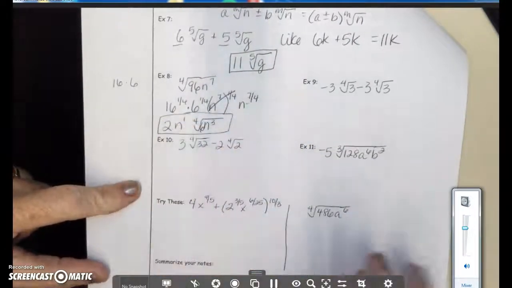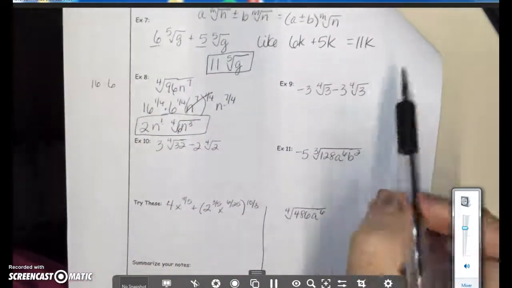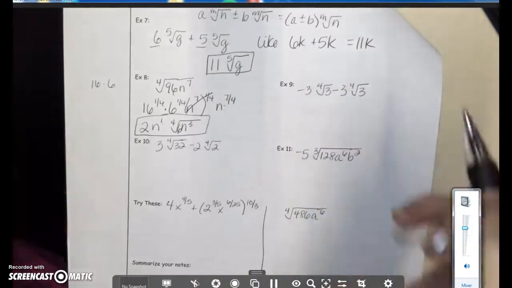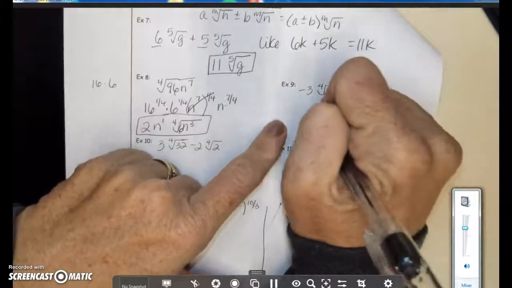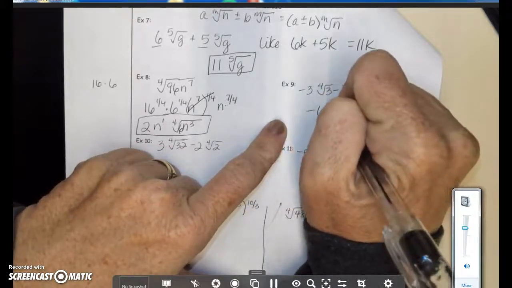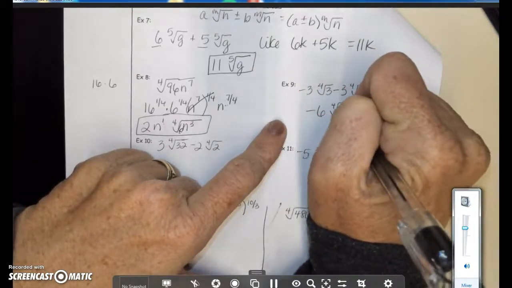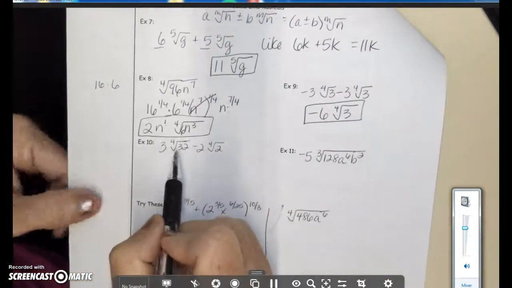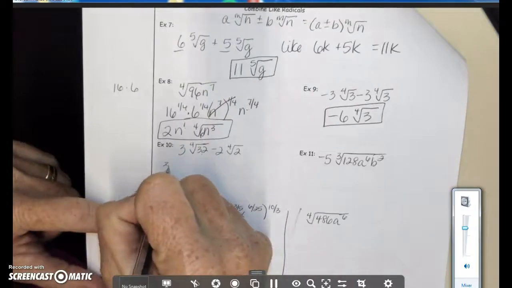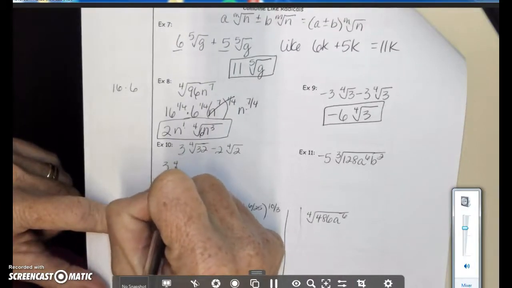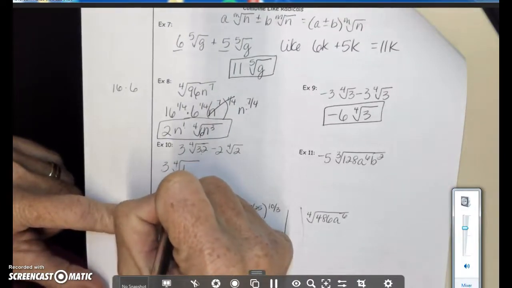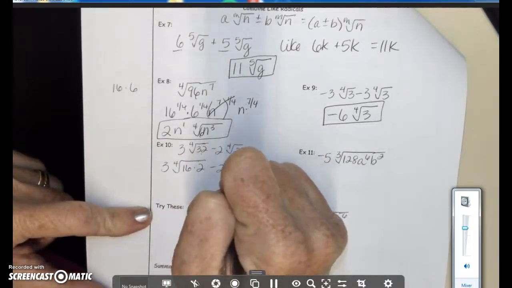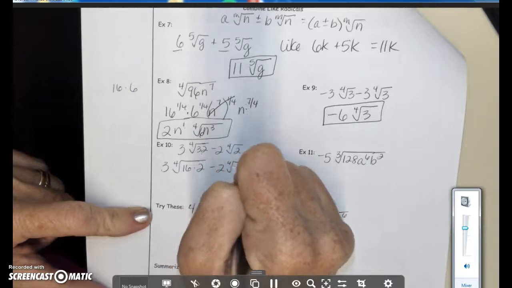Okay, fractional exponents actually make that quite a bit easier. Here I've got same root, same radical, so I can just combine the first two, and I'm going to get -6 times the 4th root of 3. Here I just need to break this down a little bit. So I've got 3 times the 4th root of 32, which can get broken down into 16 times 2, minus 2 times the 4th root of 2.